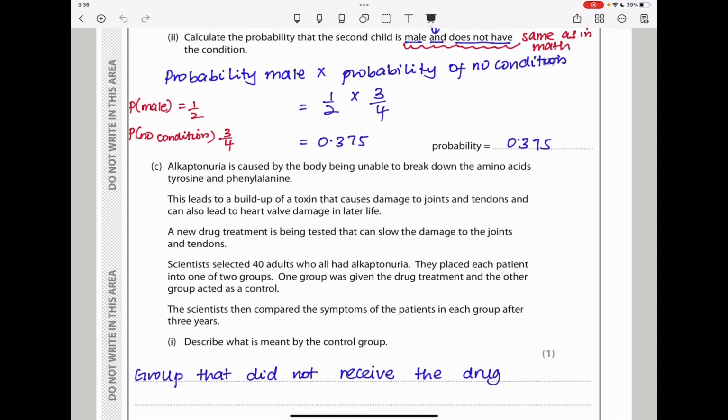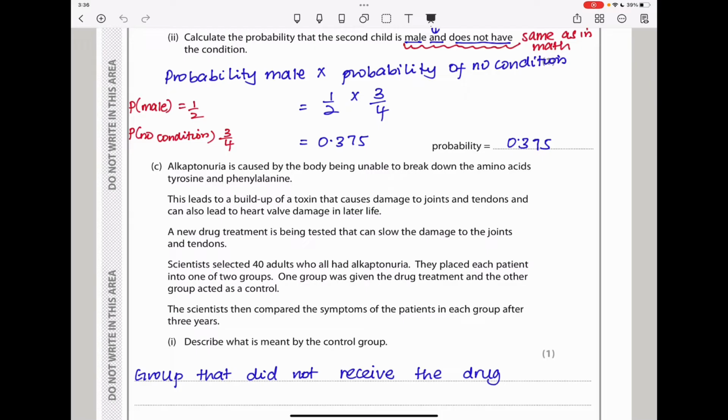The next part says, Alkaptonuria is caused by the body being unable to break down the amino acids tyrosine and phenylalanine. This leads to a buildup of a toxin that causes damage to joints and tendons and can lead to heart valve damage in later life. A new drug treatment is being tested that can slow the damage to the joints and tendons. Scientists selected 40 adults who all had Alkaptonuria.